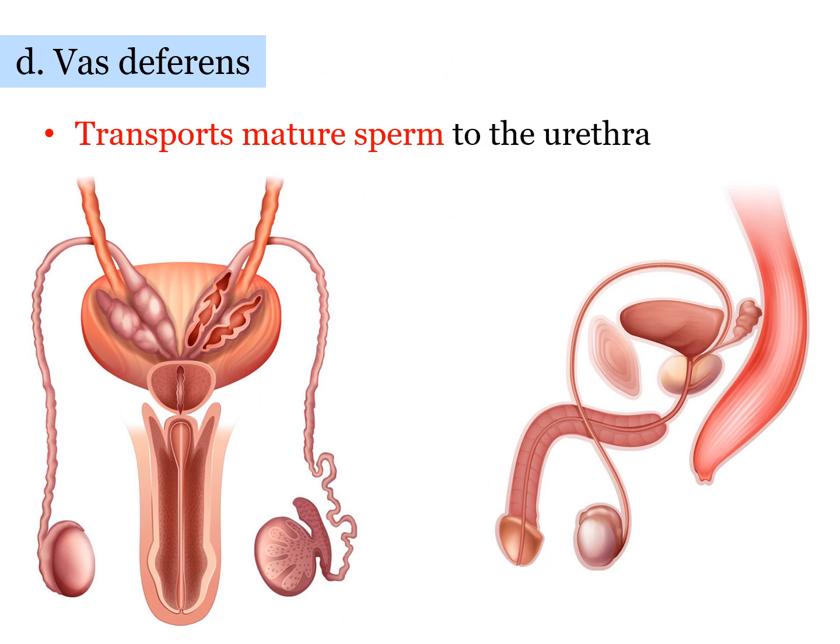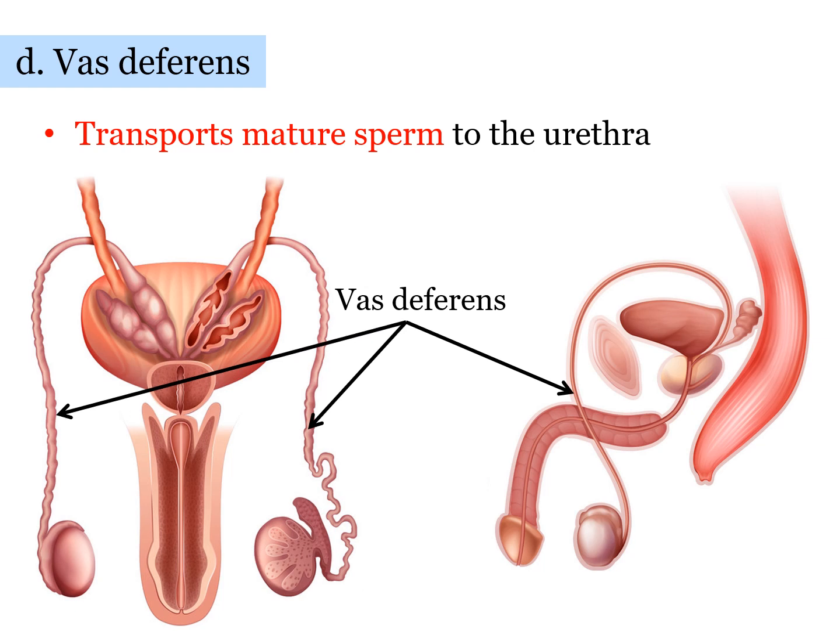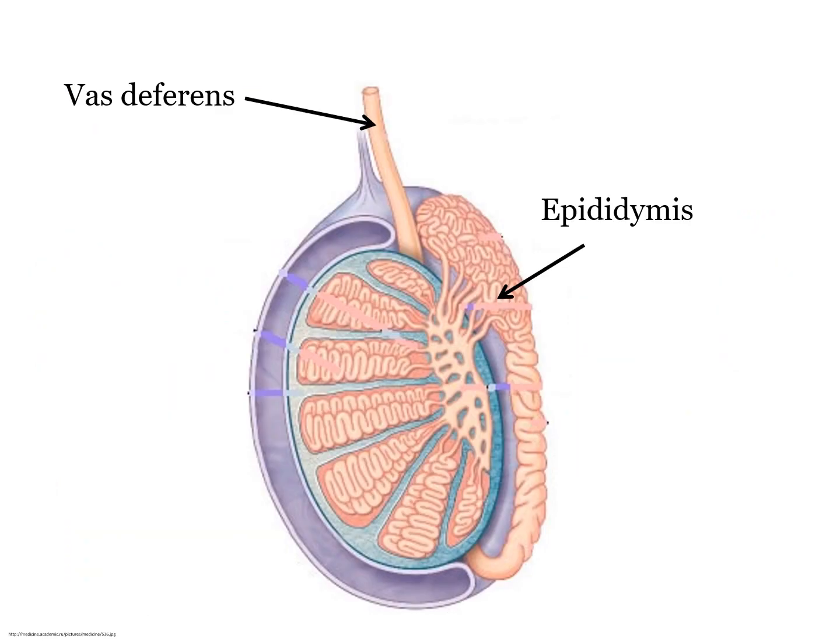Moving on from the epididymis is the vas deferens, also known as the ductus deferens. There are two vas deferens, on the right and left. Similar to the epididymis, the vas deferens is also part of the sperm's pathway. Hence, its role is to transport mature sperm from the epididymis to the urethra. This is the vas deferens, which is the continuation from the epididymis.